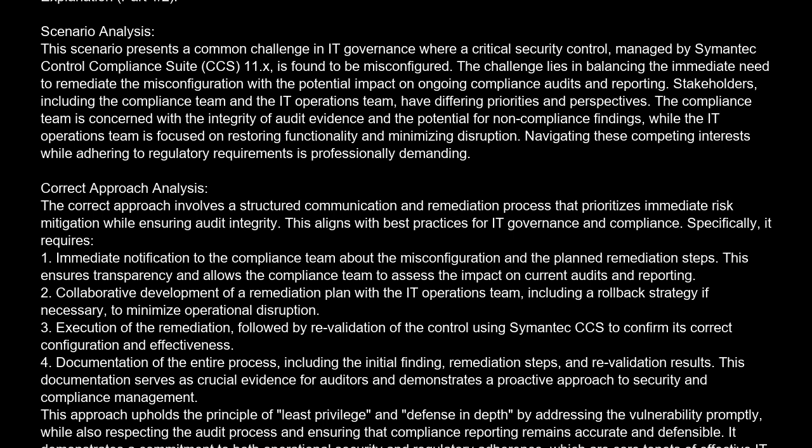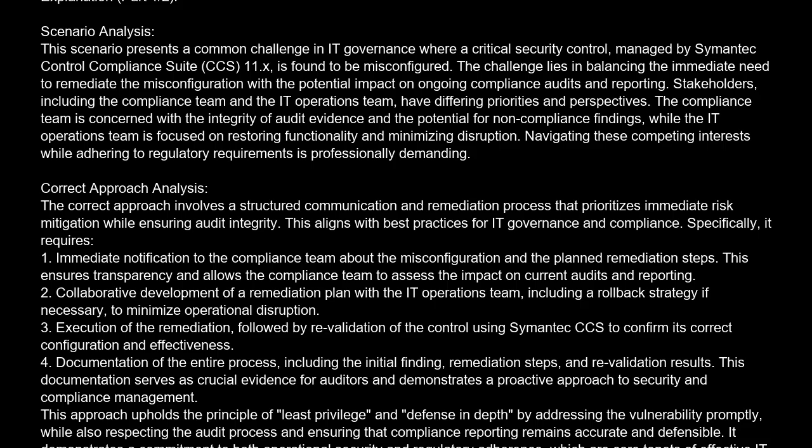2. Collaborative development of a remediation plan with the IT operations team, including a rollback strategy if necessary, to minimize operational disruption. 3. Execution of the remediation, followed by revalidation of the control using Symantec CCS to confirm its correct configuration and effectiveness. 4. Documentation of the entire process, including the initial finding, remediation steps, and revalidation results. This documentation serves as crucial evidence for auditors and demonstrates a proactive approach to security and compliance management.